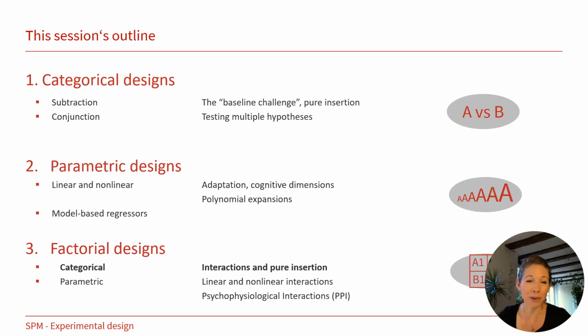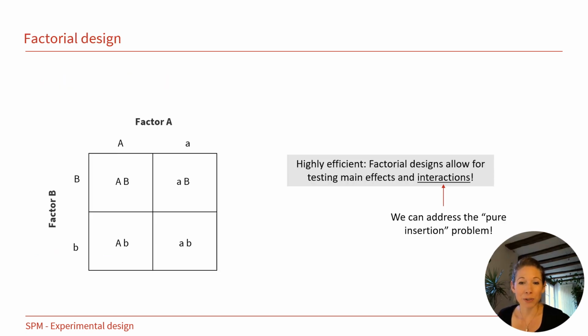Now, having learned about the beauty of parametric designs, I also want to show you the most flexible way of designing an experiment, which is the factorial design. Already here, I want to point out that you can combine parametric and factorial designs, but we will come to this in a second. So first, a quick reminder about what a factorial design is.